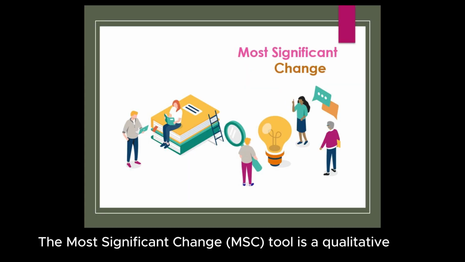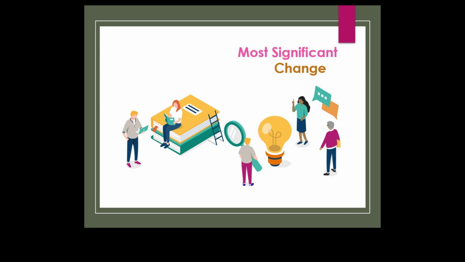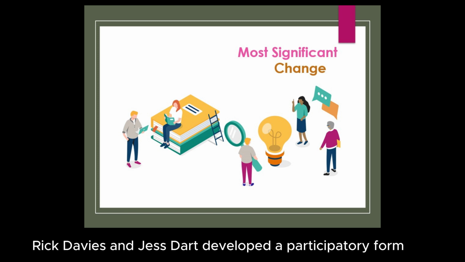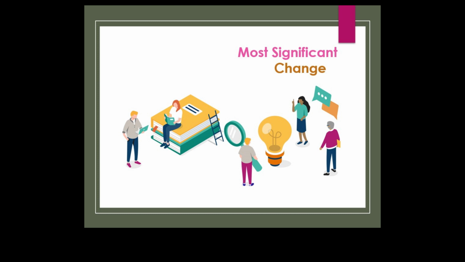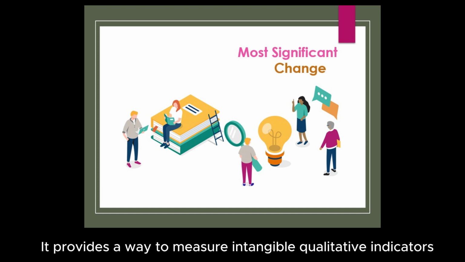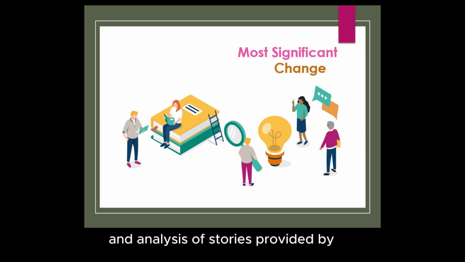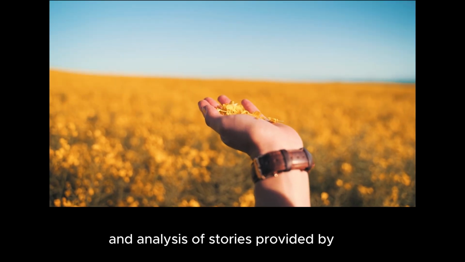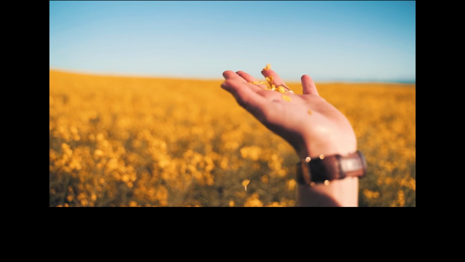The most significant change tool is a qualitative participatory monitoring and evaluation technique. Rick Davies and Jess Dart developed a participatory form of monitoring and evaluation, the most significant change, MSC, in Bangladesh in the 1990s. It provides a way to measure intangible qualitative indicators like empowerment or confidence through systematic data collection and analysis of stories provided by program participants and stakeholders.